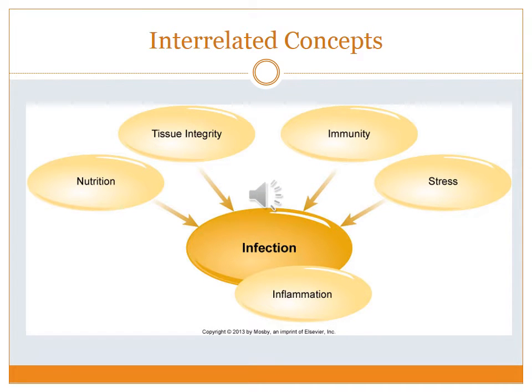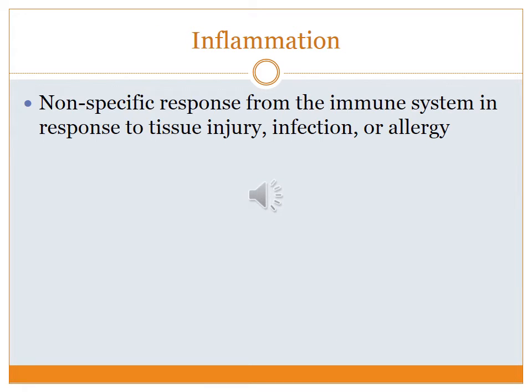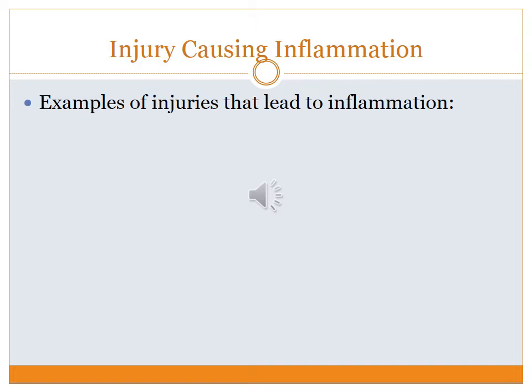And then talking about interrelated concepts: infection, your nutrition affects it, tissue integrity, immunity, stress can affect infection, and then inflammation. Inflammation is a nonspecific response from the immune system in response to either a tissue injury, an infection, or an allergy. Inflammation is an expected response to an injury and can cause a lot of pain and discomfort. As nurses, some of our goals are to help support the patient while the body attempts to repair itself. Injury causing inflammation examples are mechanical injury, thermal, electrical.